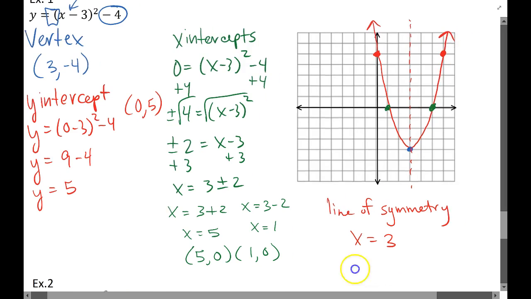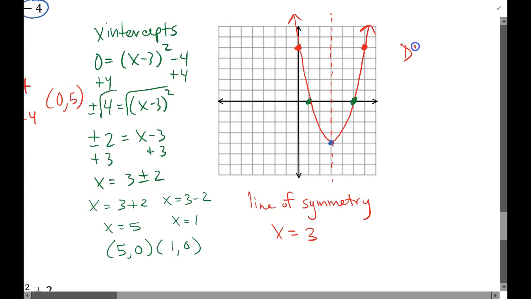Okay, as I told you before, the domain is always all real numbers. You can use this R to indicate all real numbers. And the range is going to go from the lowest y value to infinity because it's opening up. So our lowest y value is when y is -4. So we're going to say bracket -4 to positive infinity, or we can say y is greater than or equal to -4.